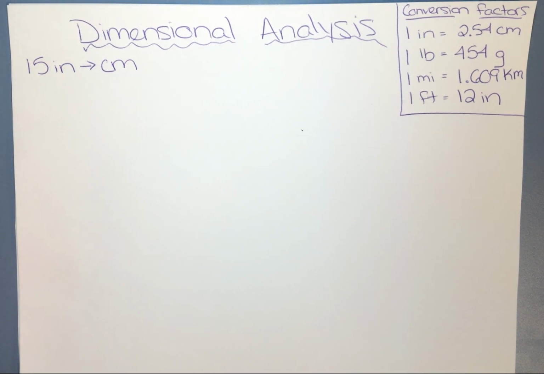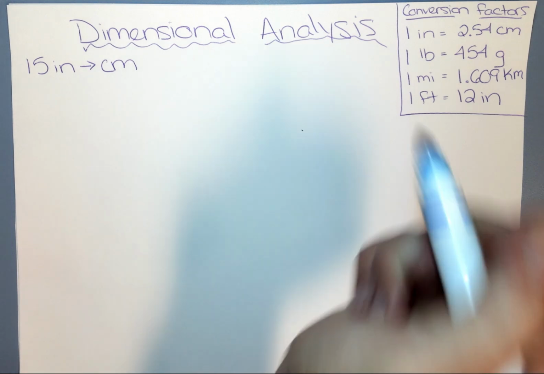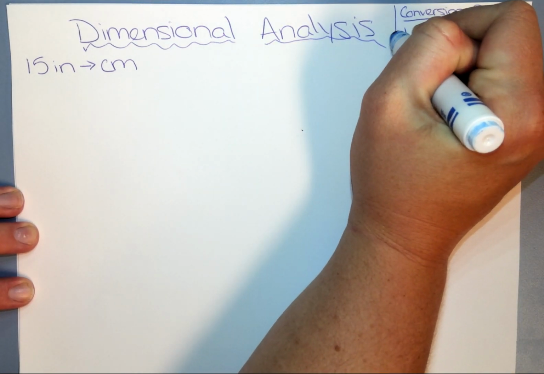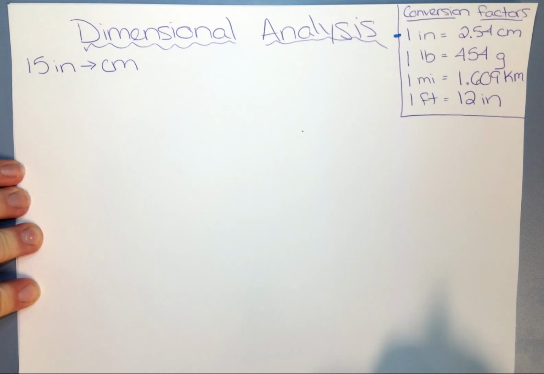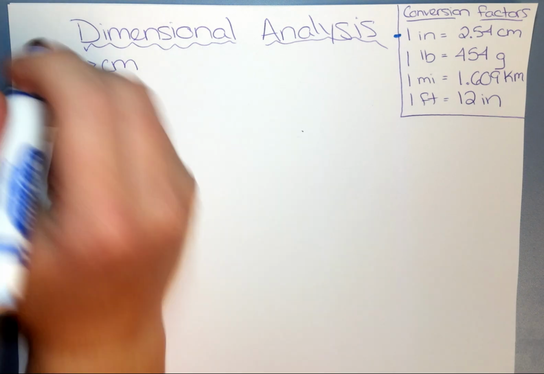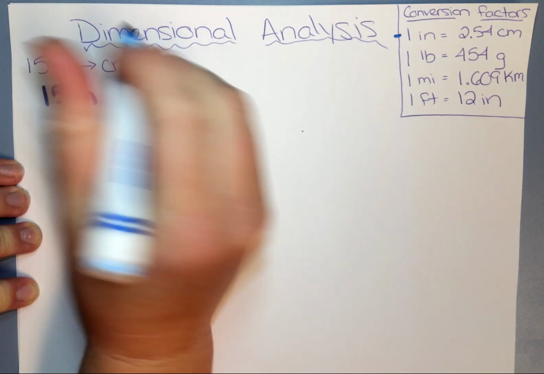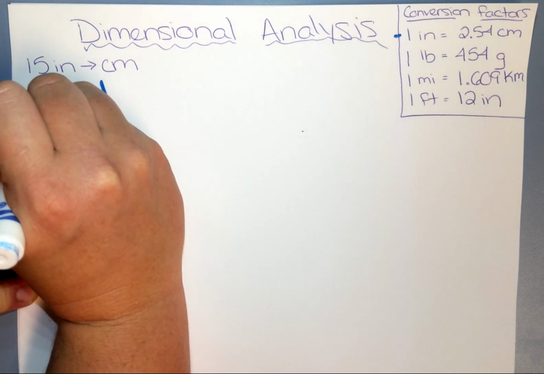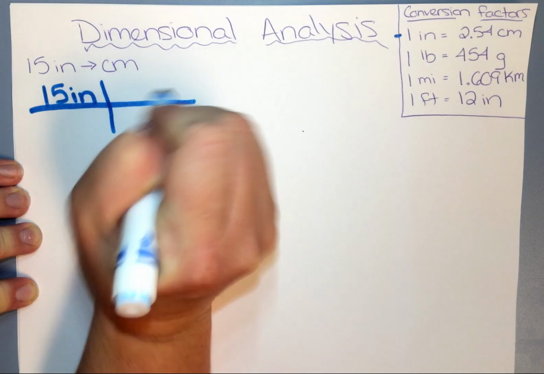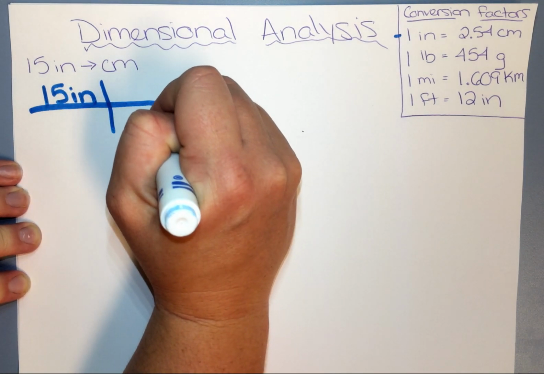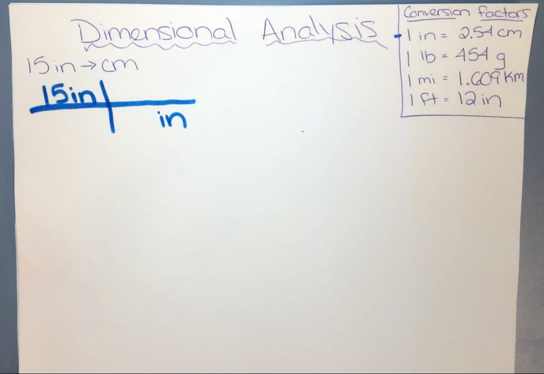I'm going to start by setting this up. I have a conversion factor over here. I gave it to you. So 1 inch is 2.54 centimeters. I start with my 15 inches, and draw a nice little table. I have inches on the top. I'm going to carry inches down to the bottom. And I'm trying to get to centimeters.